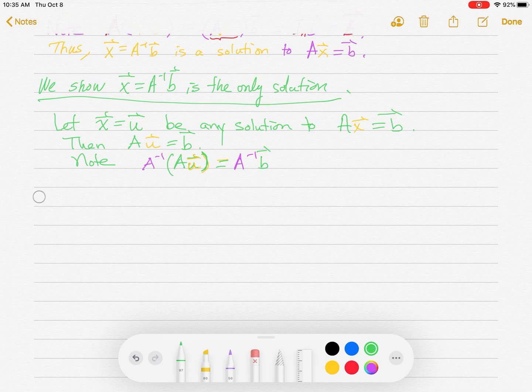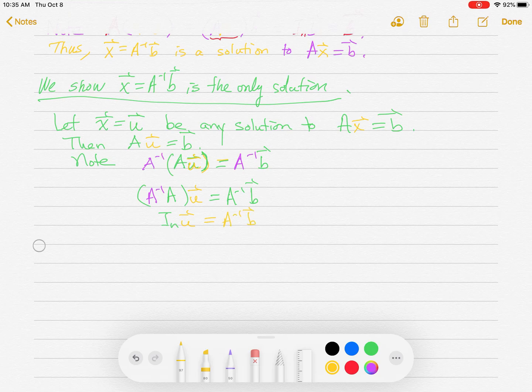And A inverse times B. So we just hit both sides of that equation coming from the left. So we can reassociate the A inverse and the A together using our properties. Then you have A inverse A times U. That's equal to A inverse B.